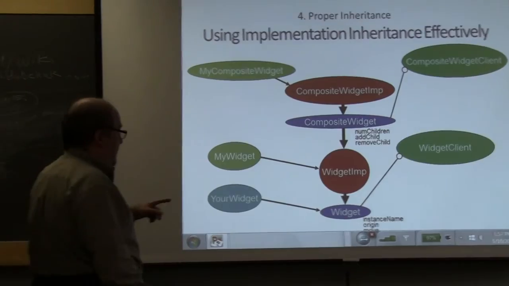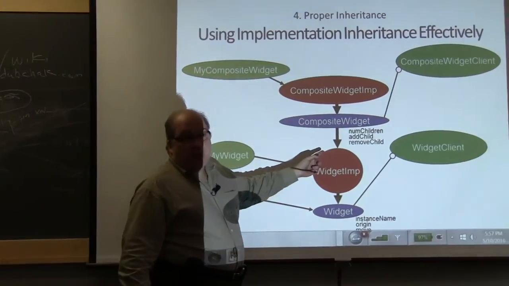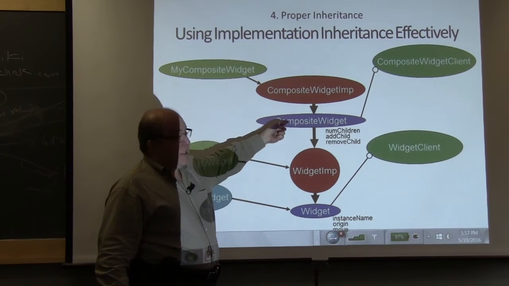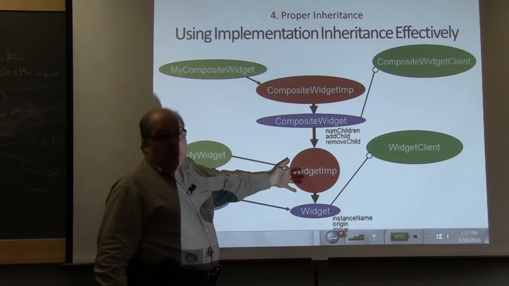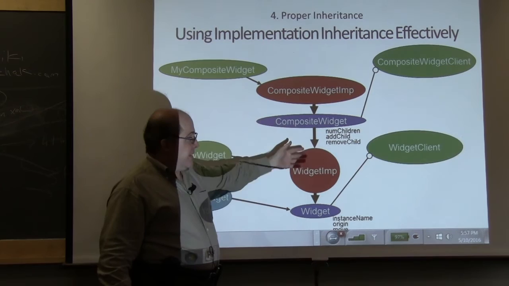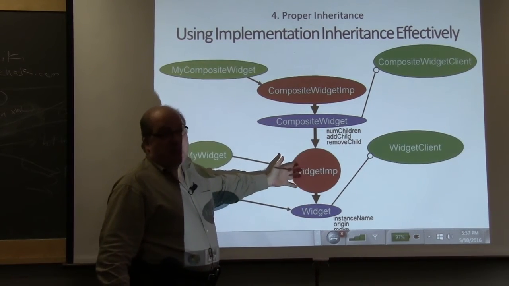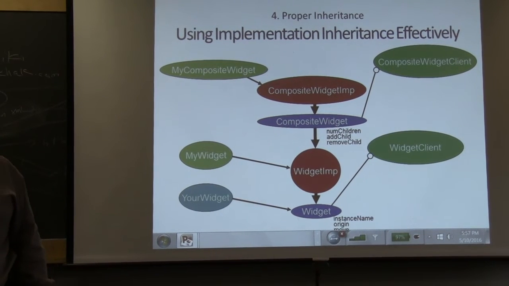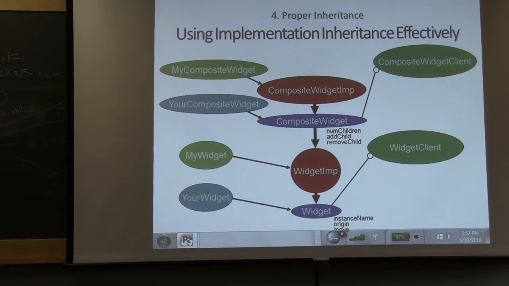This is an abstract interface. This is a bunch of code that implements it. This is an abstract interface that depends on a bunch of code. It's no longer a protocol because it depends on something that isn't a protocol. Protocols don't have anything. So this is a problem. And even though it looks kind of pretty, what happens is when you implement your composite widget thinking you're not going to pick up anything else, you do pick up widget imp, and this is all bogus. So it looked like a good idea, but it's not a good idea.